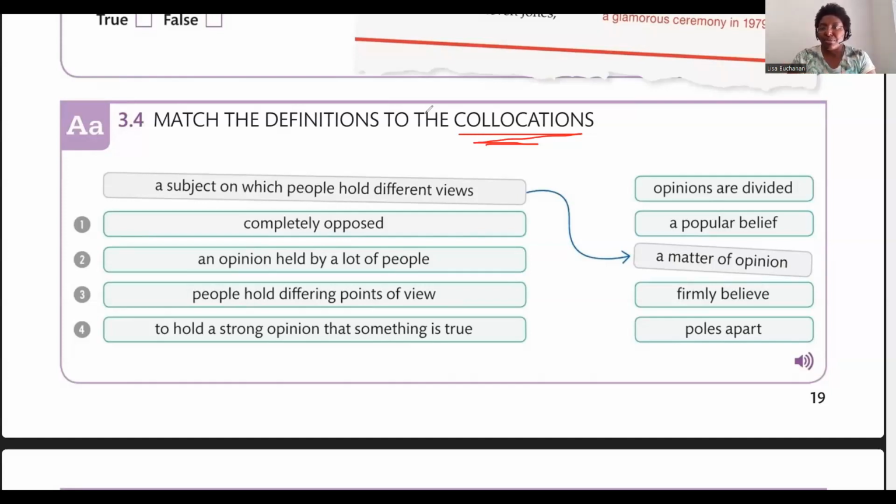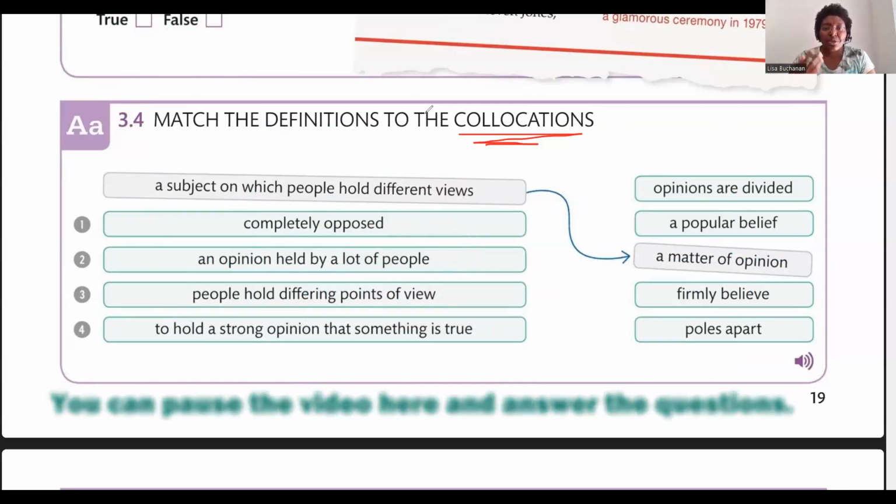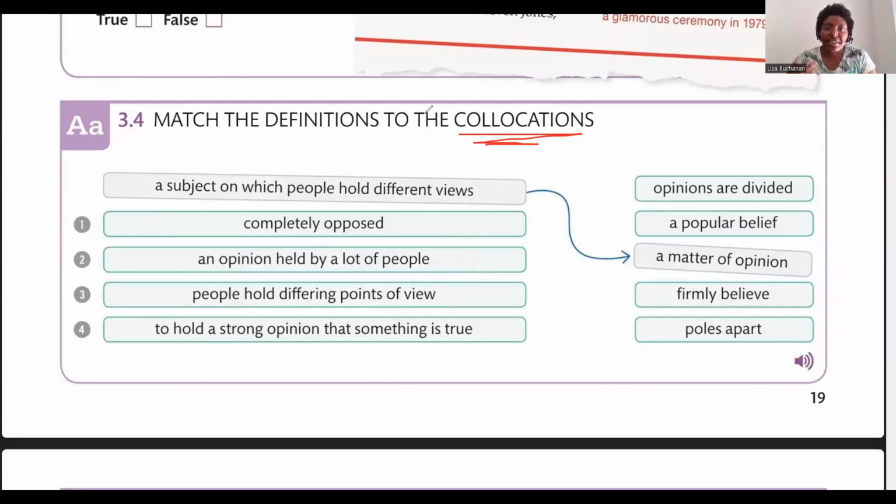Let's match some collocations that you may or may not have heard of. The point of this exercise is just to help you to see there are words that we just like together. There's no grammar rule. You can learn this through conversation, through reading what words we prefer together. The first one is done for us: a subject on which people hold different views. So it's a matter of opinion. That's what we like together, a matter of opinion.